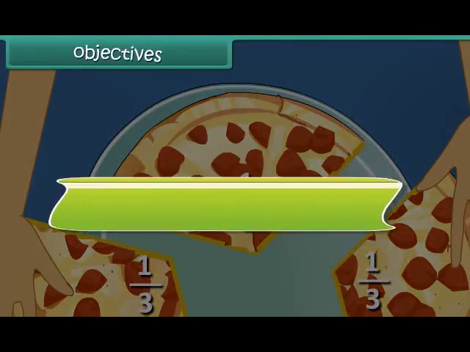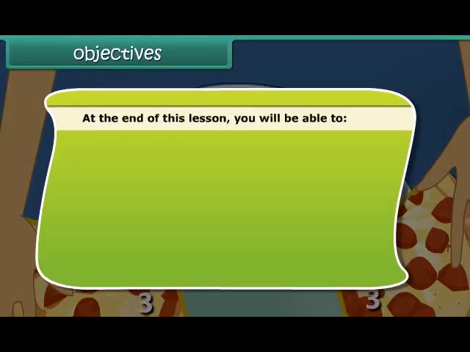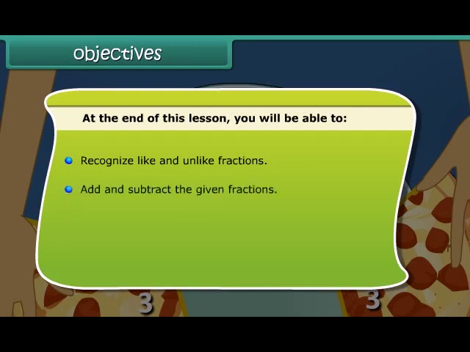Objectives. At the end of this lesson, you will be able to recognize like and unlike fractions, and add and subtract the given fractions.